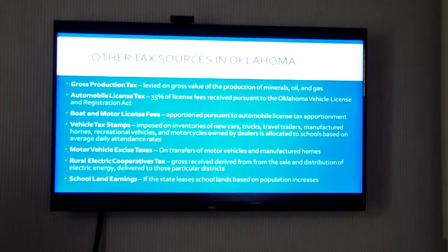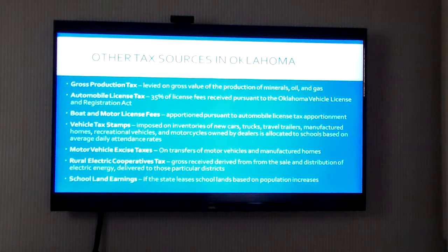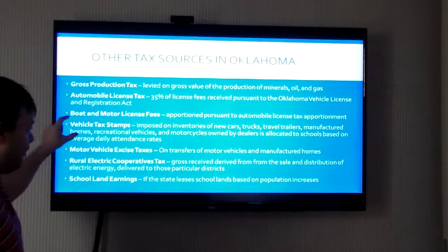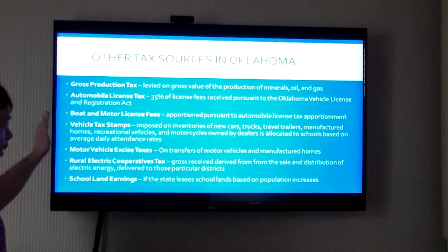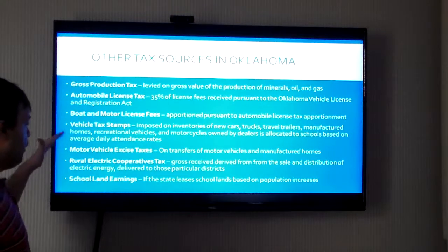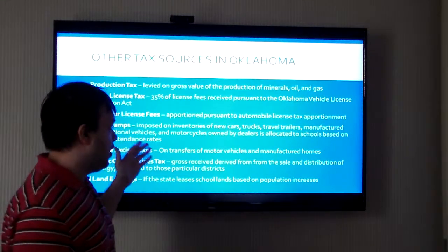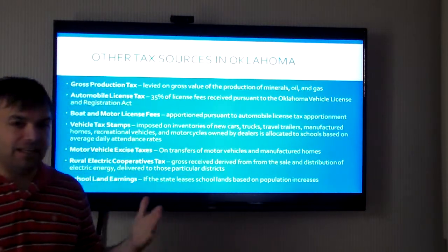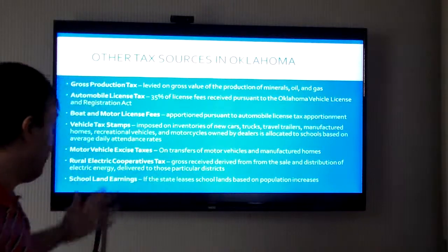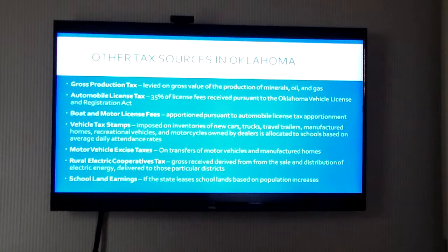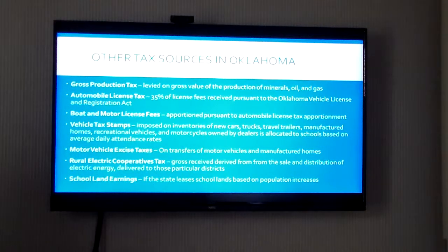Most states have that. I thought this was interesting because I was not familiar with this notion of the vehicle tax stamp. Basically, if you have an inventory of new automobiles owned by dealers, they can actually tax that and then allocate that tax to schools based on the attendance rates. That's new to me. I wasn't really familiar with that. Motor vehicle excise tax, that's not a surprise there.